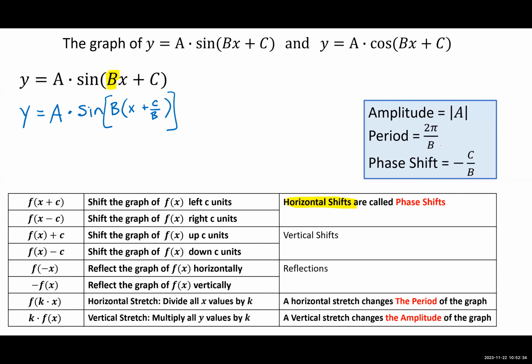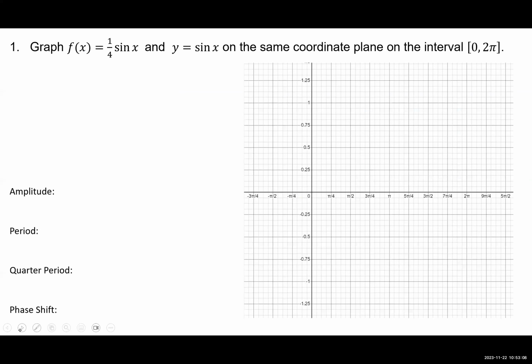So let's see if we could put this into play. So first thing, there isn't always going to be an A, a B, and a C in every problem, where sometimes B is 1 and C is 0. So if let's say B is the number 1 and C is the number 0, then you get y equals A times the sine of x. Right? So all three changes are not going to happen in every single problem. Sometimes they will, sometimes they won't. Right? So let's look at this first problem.